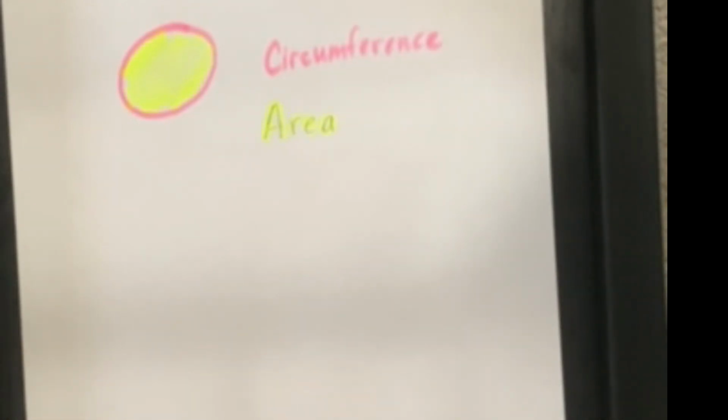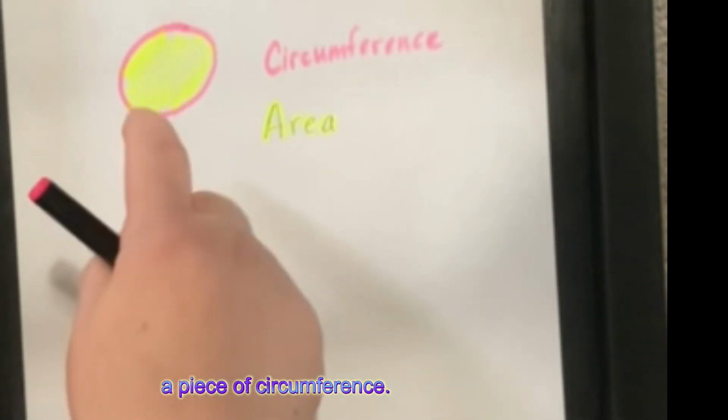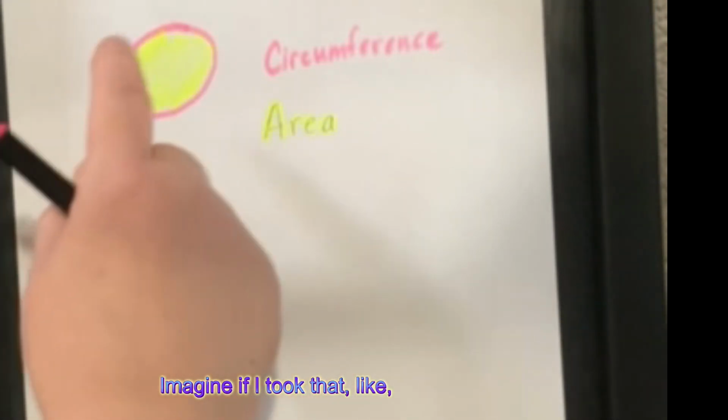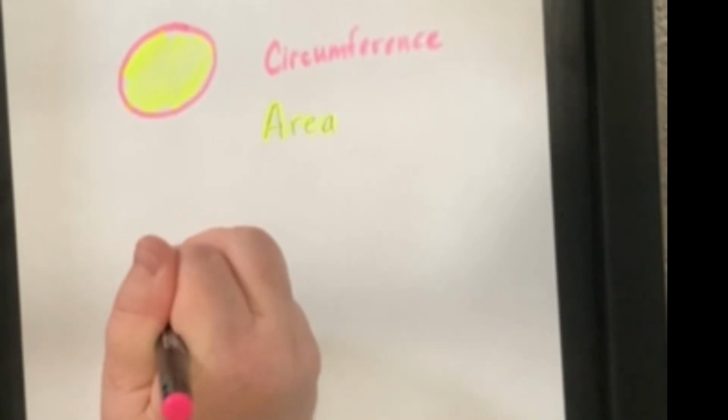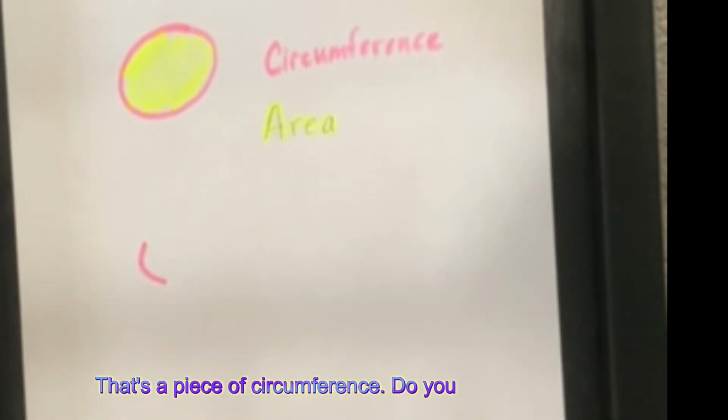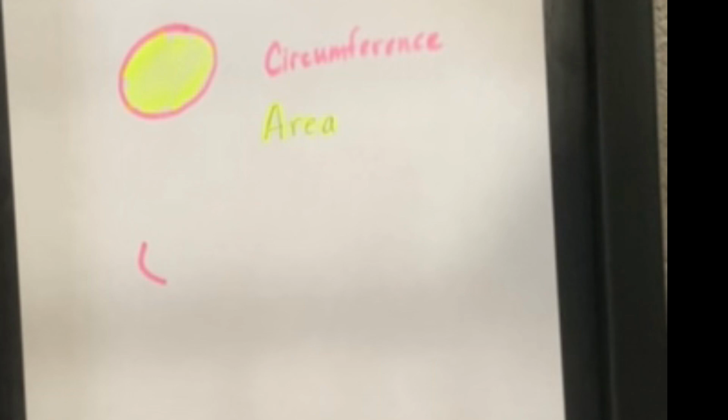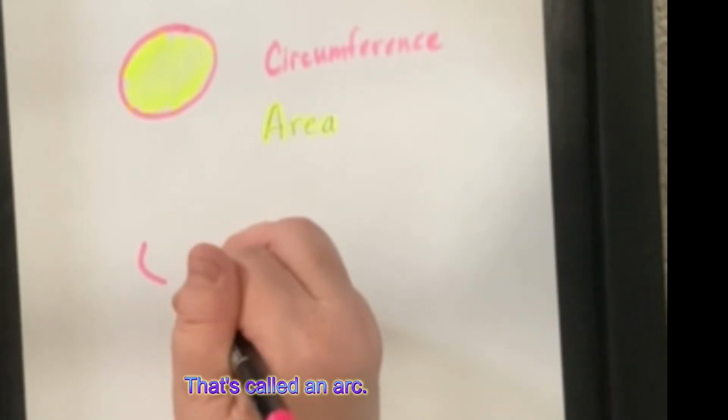Now, we can have a piece of circumference. Imagine if I took that pink string and cut just one little piece of it. That's a piece of circumference. Do you know what that's called? That's called an arc.